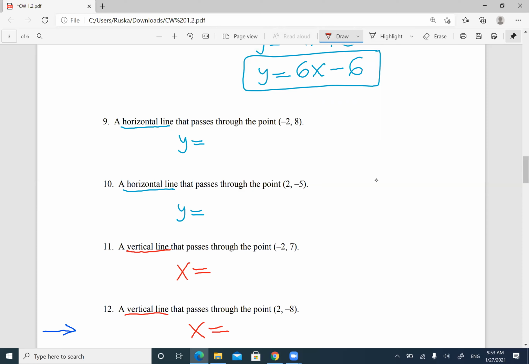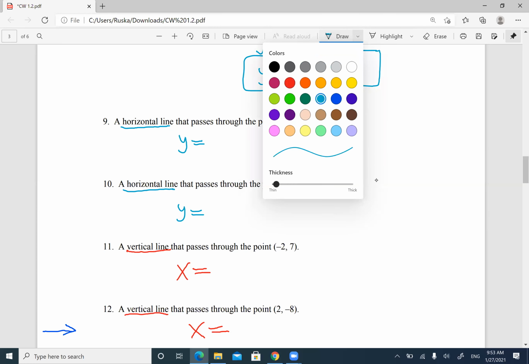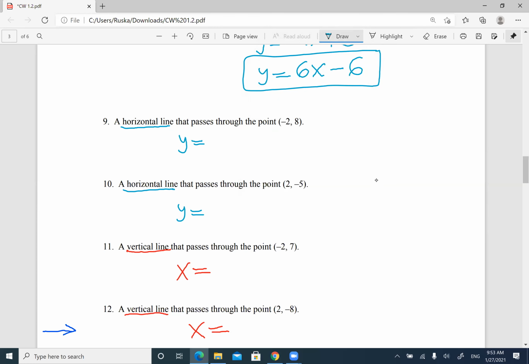And this is how you do it. So if I want to get the horizontal equation, y equals, from the given point, the first number is the x coordinate, the second is y. So what is y equals? 8. That's it, y equals 8. You don't do anything. How about number 10, y equals what? -5. That's it.